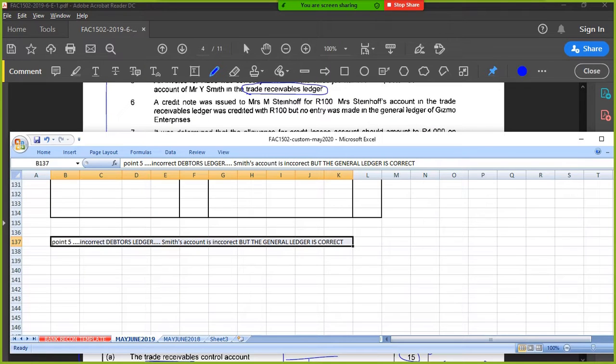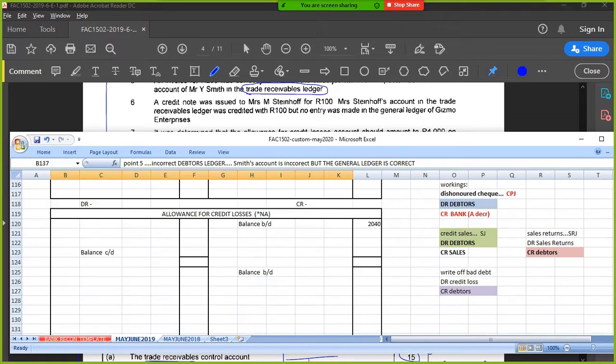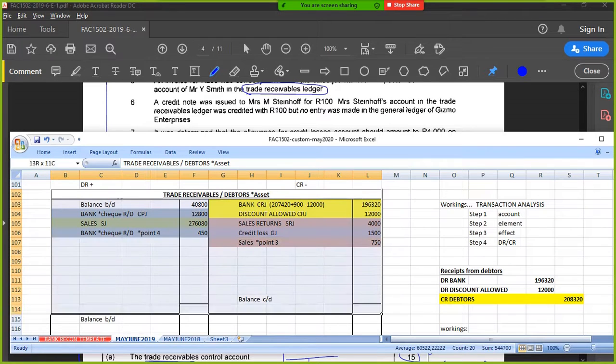Number 6, a credit note was issued to Steinoff for 100. Steinoff's account in the trade receivables ledger was credited with 100, but no entry was made in the general ledger. Okay, that's important. Okay, you've accounted it for in the debtors ledger. Have you processed it in the general ledger? No. No, you haven't.